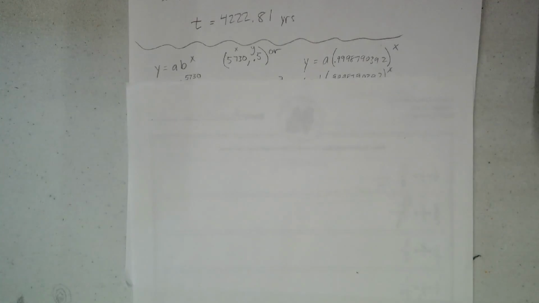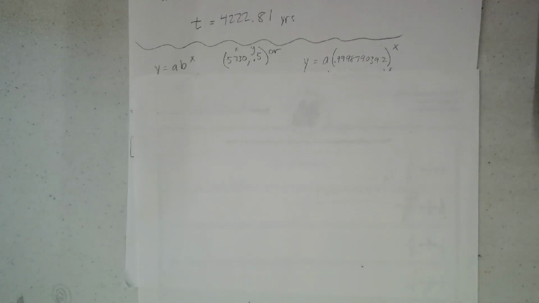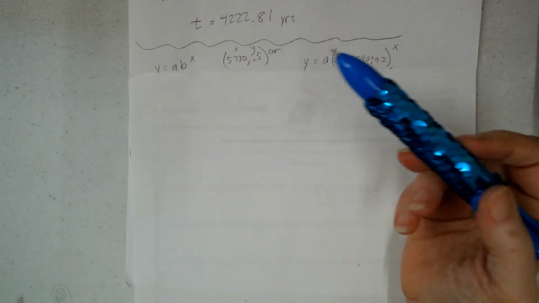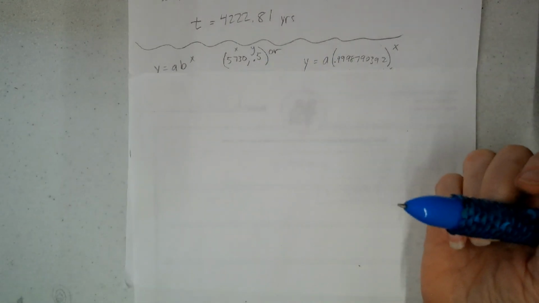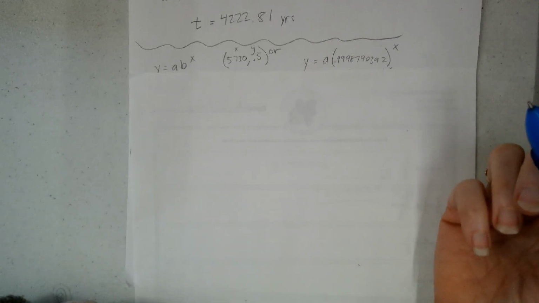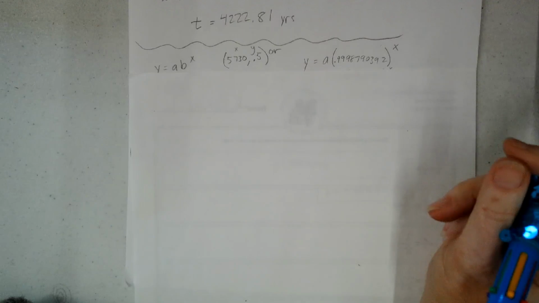I always like to set up y equals a times b to the x just out of habit. So I would have probably started out with this assumption that if I start out with a whole amount, whatever the whole, we don't even know what the whole amount of carbon-14 is.